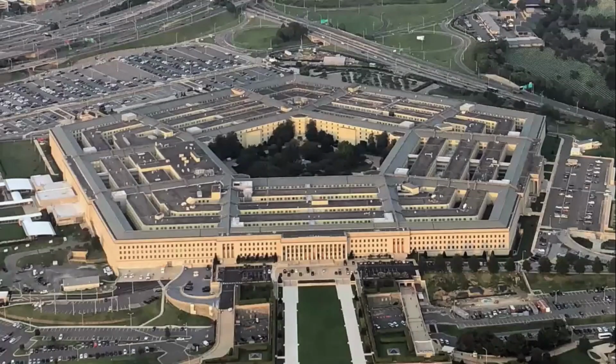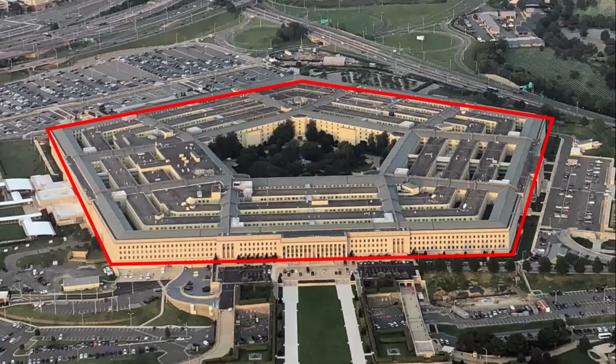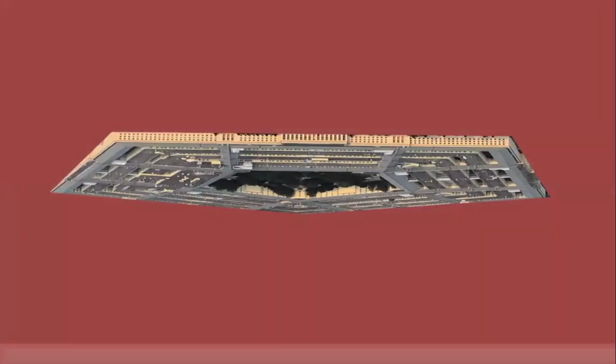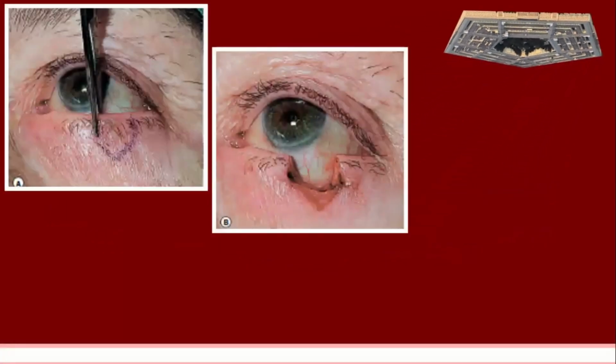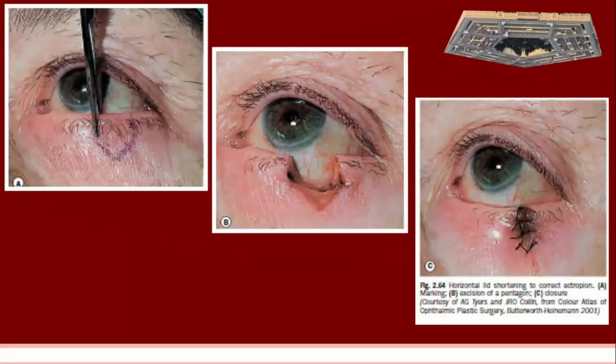The next theme is about shapes and ectropion. What is the shape of this building and how can you relate this shape to ectropion? Yeah, it's a pentagon shaped building. What's the meaning of pentagon, by the way? It's a shape that has 5 sides. Okay, excellent. So if we invert this one, it reminds us of what? Of this eyelid surgery that we may use in ectropion.